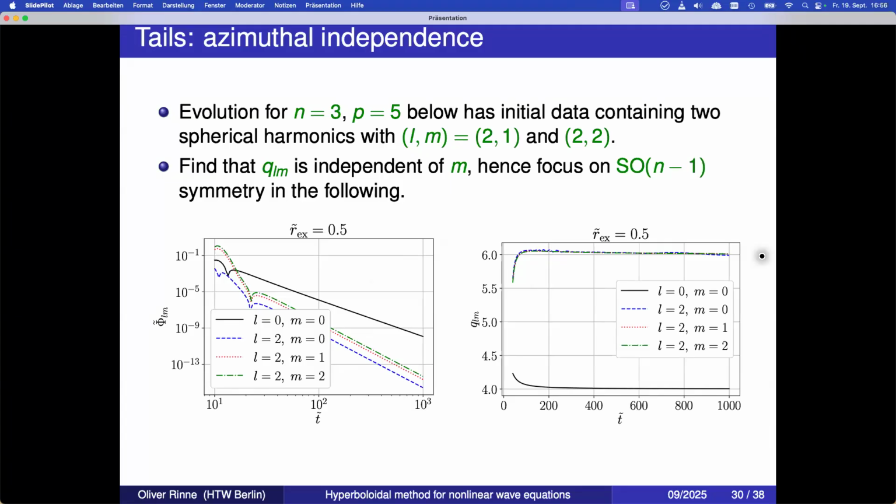And this motivates why I choose this SO(N-1) symmetry in the following if I use higher dimensions. So there I decided, okay, it's very likely, at least from my observation in 3 dimensions, that there will not be a dependence on the other angular coordinates. So I impose this SO(N-1) symmetry. And so basically I only have this L index in my expansion. I only have one effective angular coordinate.